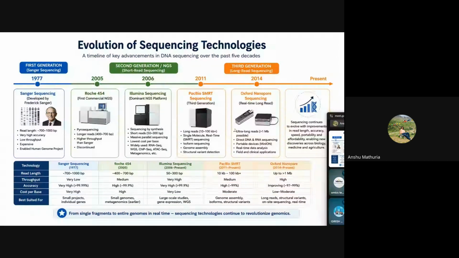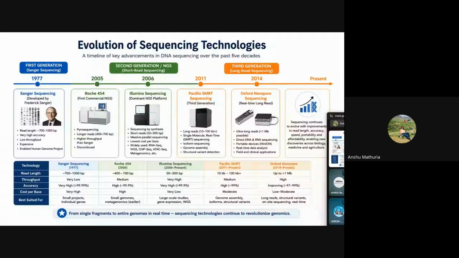In third generation sequencing, we have Oxford Nanopore and PacBio. These are all long read sequencing, that is, they can sequence long reads. PacBio can sequence reads from 10 to 100 KB and plus. Oxford can produce ultra long reads, more than 1 MB. So if you have a genome of 1 MB, you can get it sequenced in one go. That's fascinating, right?